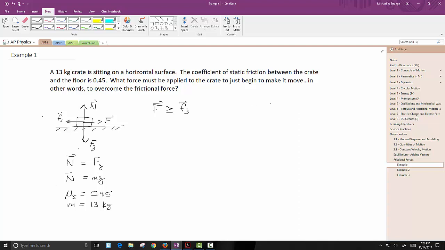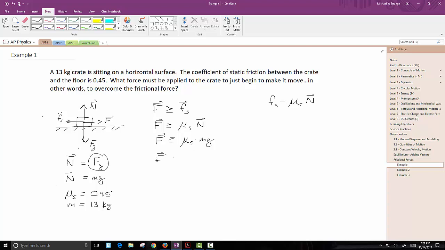And then turning back to our definition, recall that the force of static friction is going to be the coefficient of friction times the normal force. So now we can just start substituting. So my force applied would be greater than or equal to the coefficient of static friction times the normal force. And our normal force is Fg, so let's substitute that. Since Fg is mg, we can substitute it in, and that's it. Okay, so now it's just calculating.